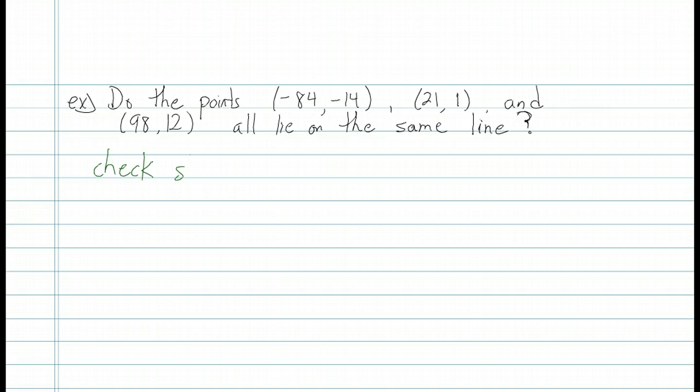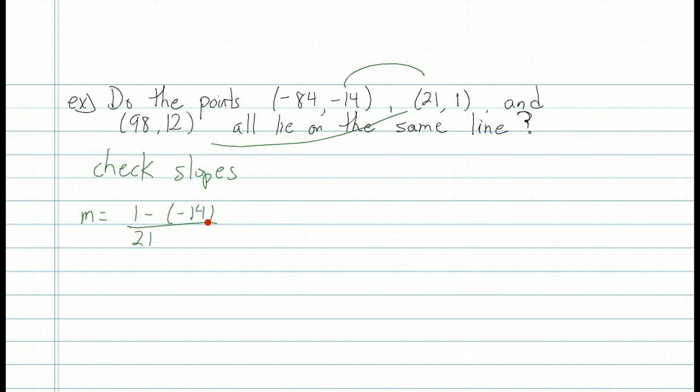Well, you could find the equation passing through, for instance, the first couple of points and then check if the third one lies on there. But it's easier just to look at the slopes between the two pairs of points. So for instance, group the first two together, group the second two together, and check. Are the slopes the same or not? This falls in line with our similar triangles idea.